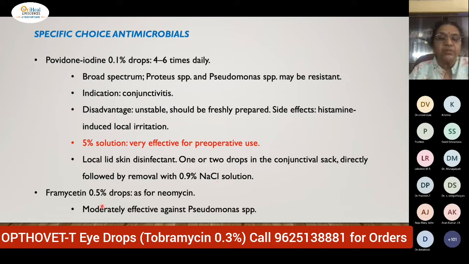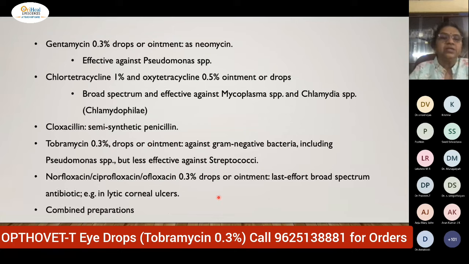Then framycetin 0.5% drops, as with neomycin, can also be used against Pseudomonas species. Then gentamicin drops, aminoglycosides, can also be used as 0.3% drops against Pseudomonas species. Chlortetracycline 1% and oxytetracycline 0.5% can also be used against Mycoplasma species and Chlamydia species. Then tobramycin, then norfloxacin. So all quinolone derivatives can also be used as broad spectrum antibiotics for lytic corneal ulcers. Sometimes we combine preparations.